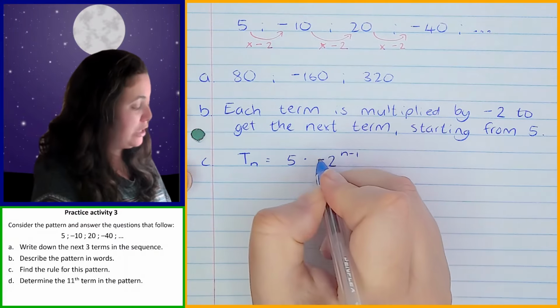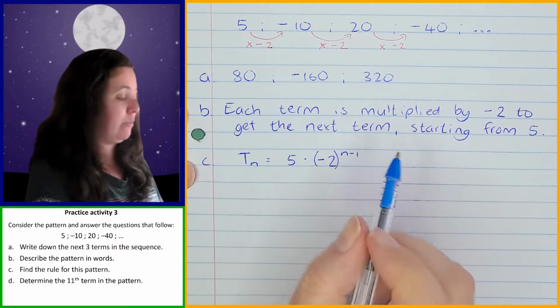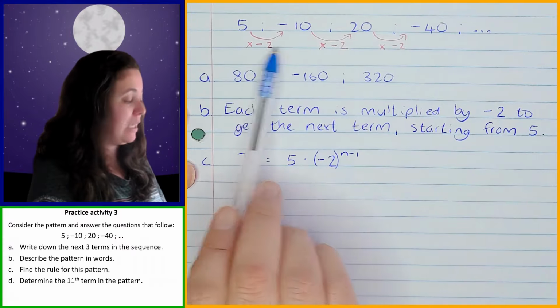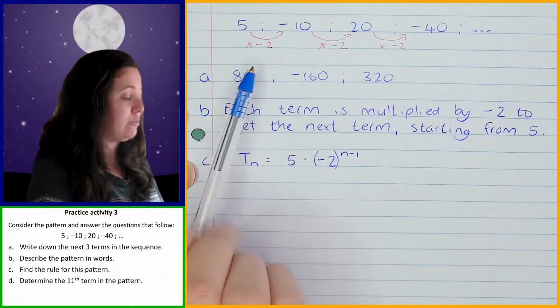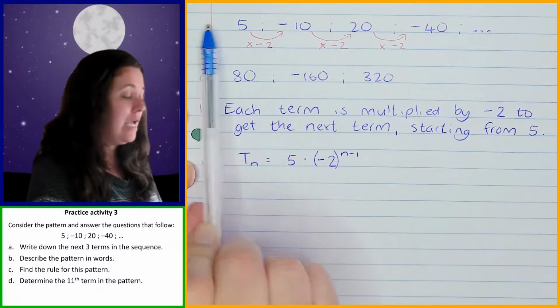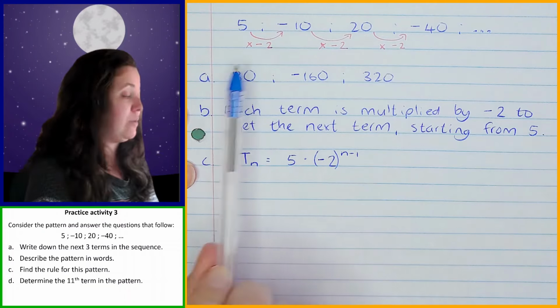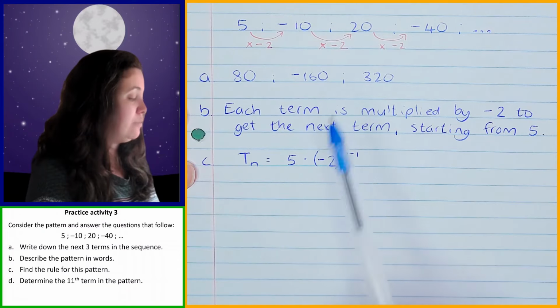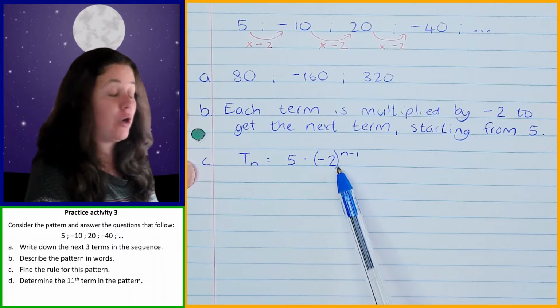I have to put the negative 2 in brackets, because that whole thing must be to the power of n minus 1, because I'm multiplying by negative 2 every time. I'm not just multiplying by 2 every time, I'm multiplying by negative 2 every time. That is the reason that it's alternating sign like this. If I don't put the negative 2 in brackets, it's not going to alternate sign. It's going to be negative all the time. Okay, so you need to be careful about that. When you've got a negative ratio, it needs to go in brackets.